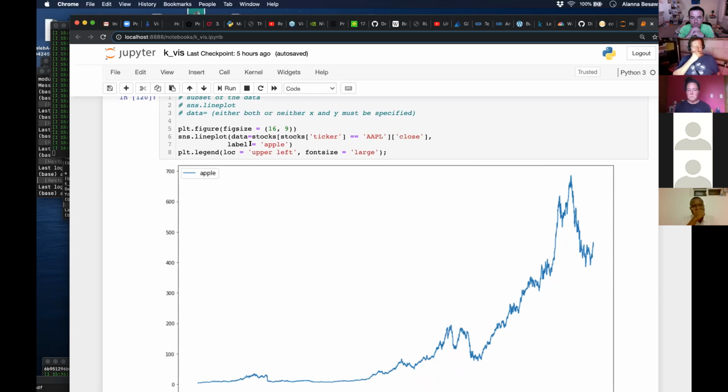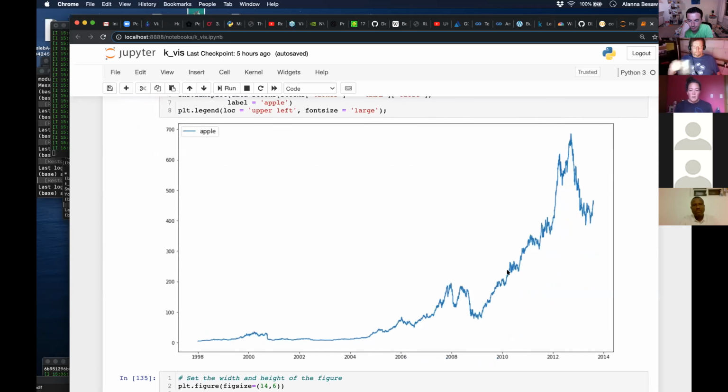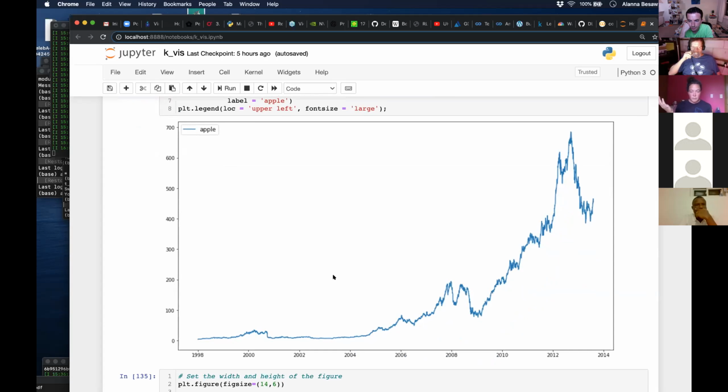And then I'm just saying the label here, naming it Apple instead of AAPL. And then the default is upper right corner, but because this goes over to the right, I just say upper left. And that's a simple example of a subplot, line plot, time series data.